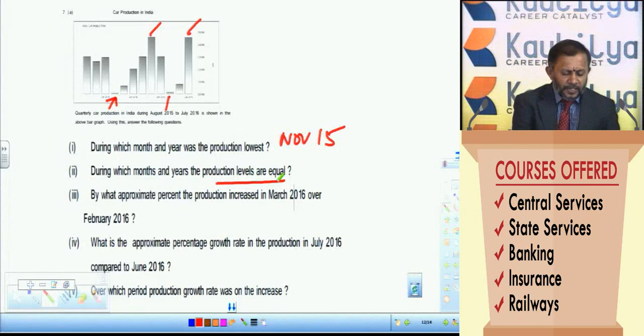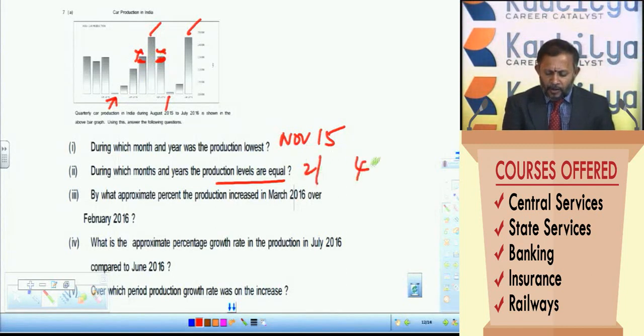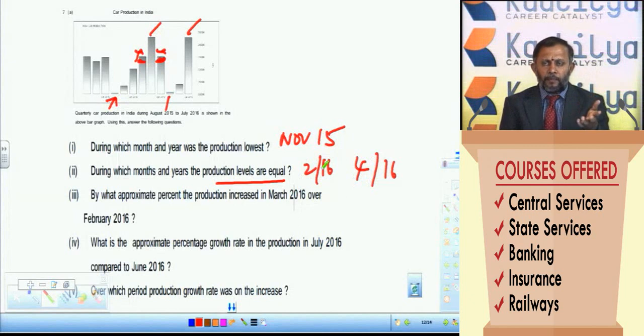So we can simply say that in the month of February and April, these are the 2 months where the production levels are equal. So in the month of February and in the month of April of 2016, the production levels are equal. In the first 2 questions we need minimum time. That time can be allotted for the remaining questions.